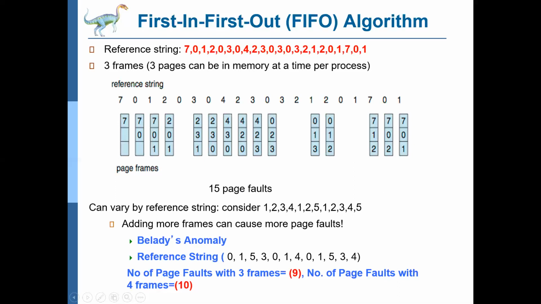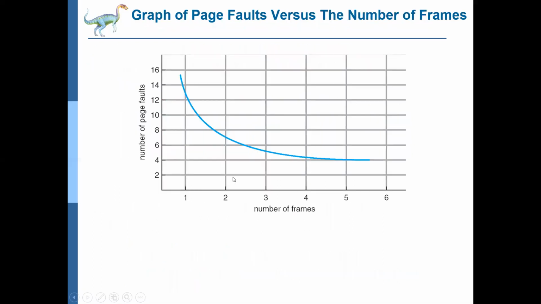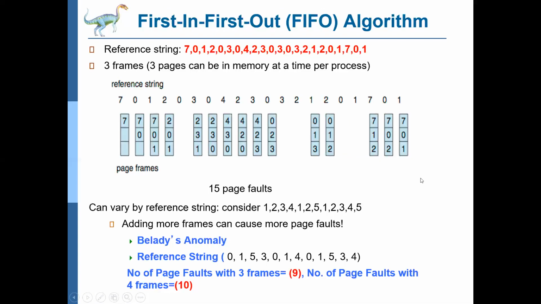Now the question is, if we increase the number of frames, instead of 3, if I would have taken 4 frames, whether the number of page faults will increase or decrease. It is a general assumption that by increasing the number of frames, there is a decrease in the page faults. However, here it says, for some reference strings, increasing the number of frames may not result in a decrease in the number of page faults. This unusual condition is known as Belady's anomaly.